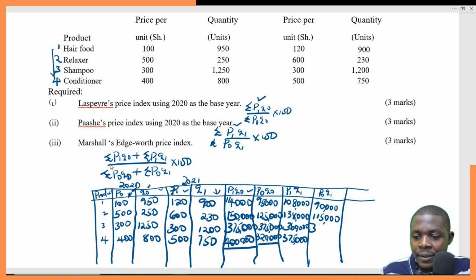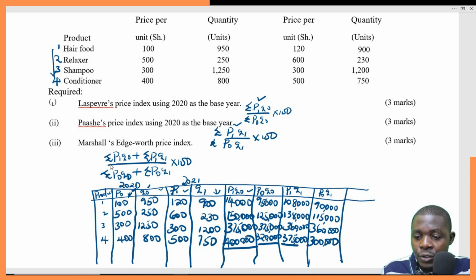That's 360,000. Then 400 multiplied by 75. We get 300,000.